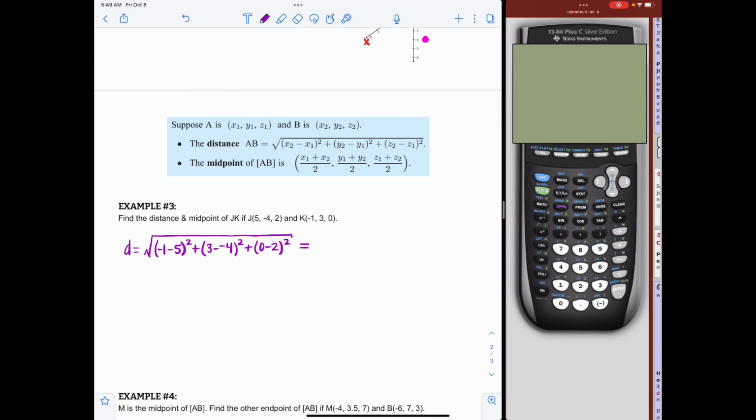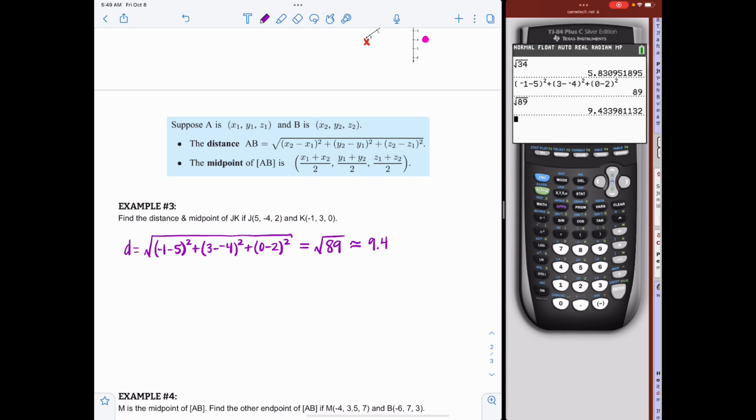So I'm going to use the calculator to do everything on the inside of the radical. So I have (-1 minus 5) squared plus (3 minus -4) squared plus (0 minus 2) squared. So all of that under the radical simplifies to 89. And then if I take the square root of 89, I end up getting approximately 9.43 in 3 significant figures. So that is my distance.